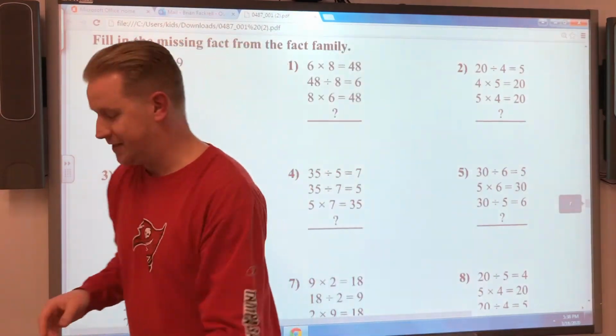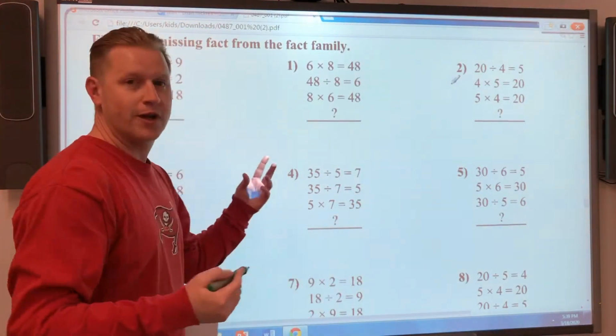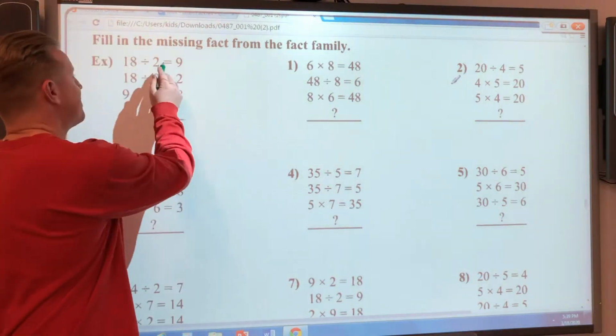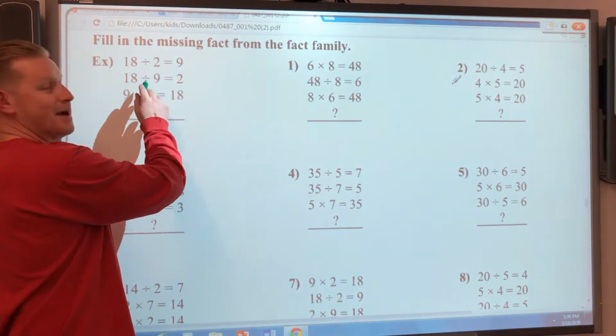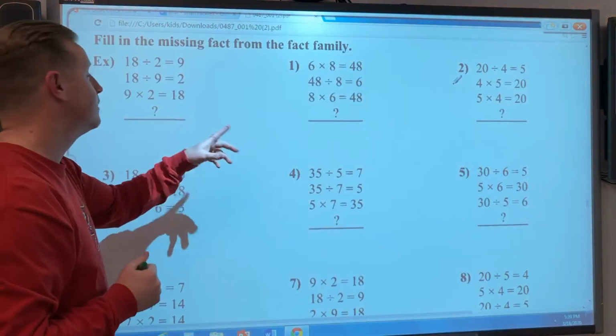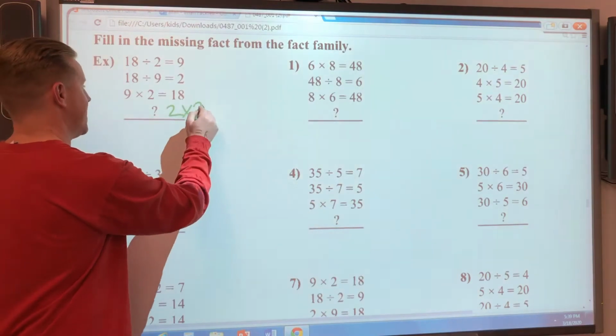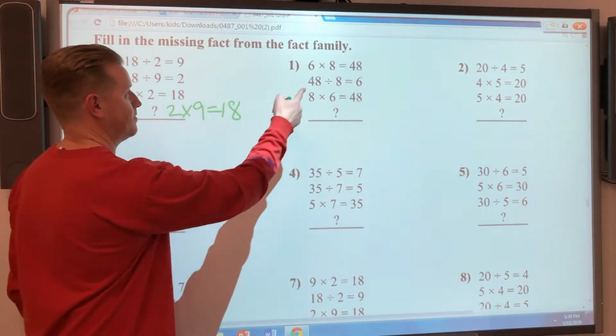Fact families, fun, rapid fire, quick stuff for you. In here, we're looking at 18 divided by 2 equals 9. 18 divided by 9 equals 2. 9 times 2 equals 18. What's missing? What's missing is 2 times 9 equals 18.